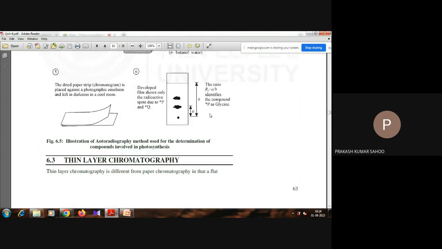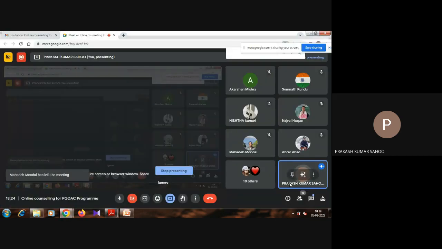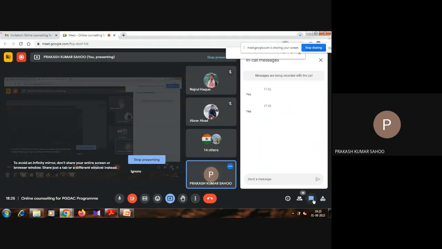Okay, so this is all about our paper chromatography experiment, and the second part of this unit is thin layer chromatography. I think my speaker is not working today. If you have a doubt, please post your question in the chat box and I will reply.